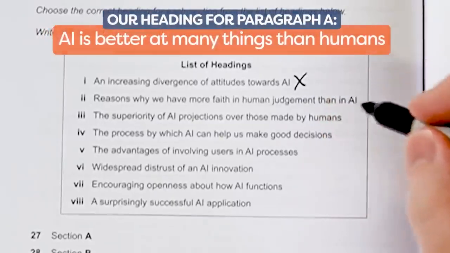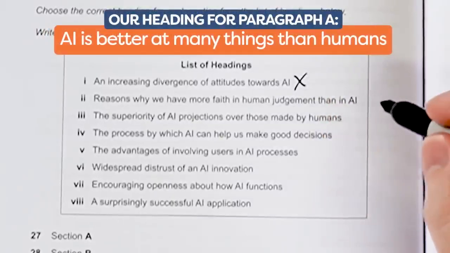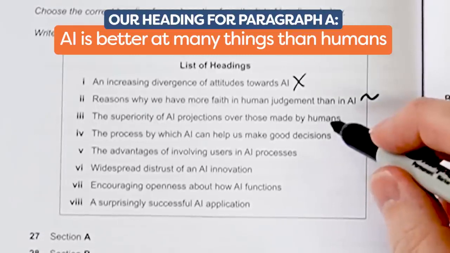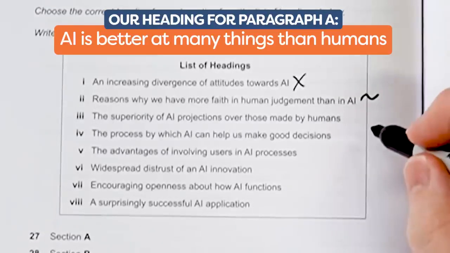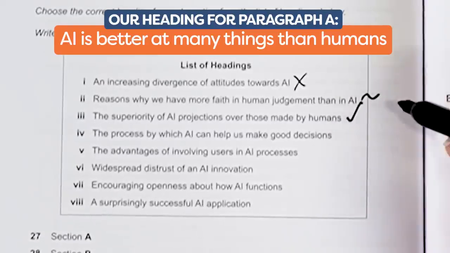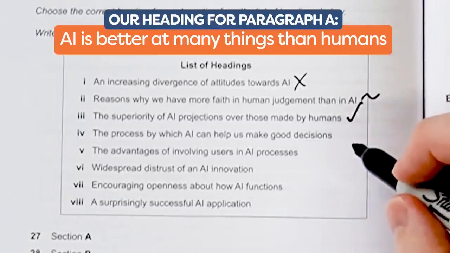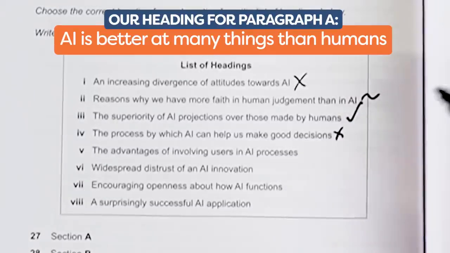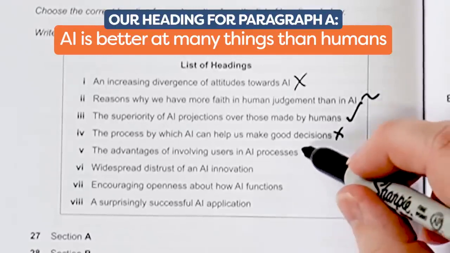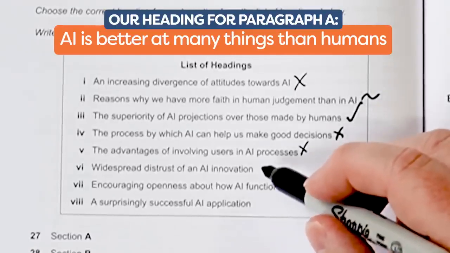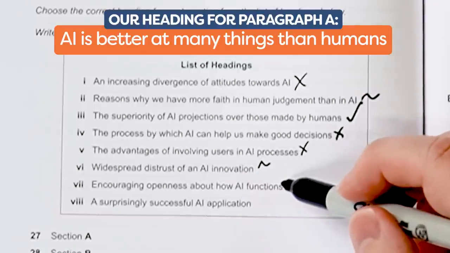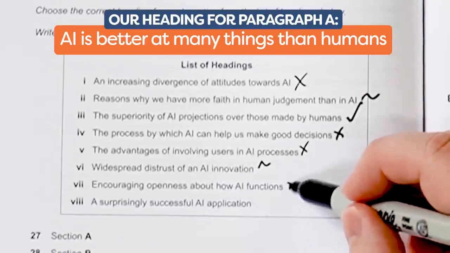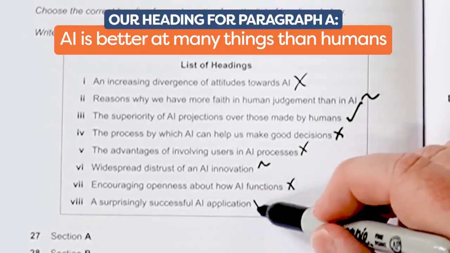So I'm going to do an X and a tick here, but you don't have to do that. Just for the purposes of this video, I'm going to make it just super clear. So no. Reasons why we have more faith in human judgment, maybe. The superiority of AI projections over those made by humans. Why AI is better, yes. The process by which AI can help us make good decisions, no, not talking about process. The advantages of involving humans, no. Widespread distrust, maybe. Encouraging openness about how AI functions, no. And a surprisingly successful AI projection, no.